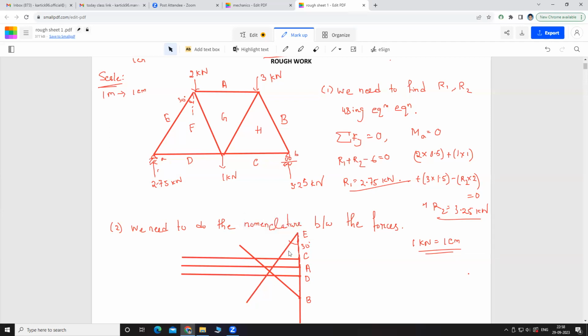So E, that line and this line, these should be parallel and the starting point will be E. Similarly for B, this one and this one, these two should be parallel and the starting point will be our B. From B, which line did we draw from B? This one.